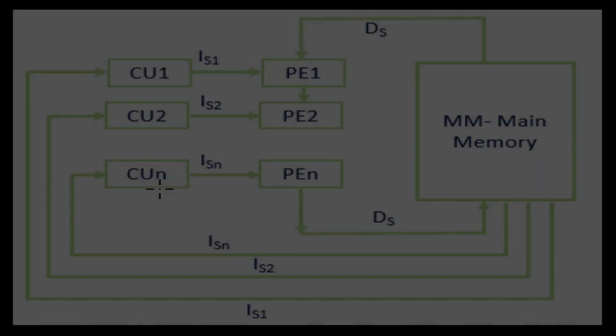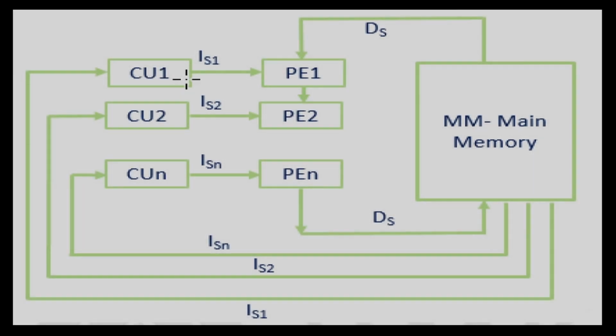Then in the third case, multiple instruction stream, single data stream. So what does it mean? Multiple instruction means there will be multiple control units. You see here, CU is control unit, 1 to n. Single data means from the main memory, only one data will be flowing through all the processing elements. The data is processed by PE1, processing element 1. Then it will pass through PE2, like that. Finally, the result will be written into the main memory. So multiple instructions, single data. Single data means processing elements may be many, but the same data is passing through all the elements.